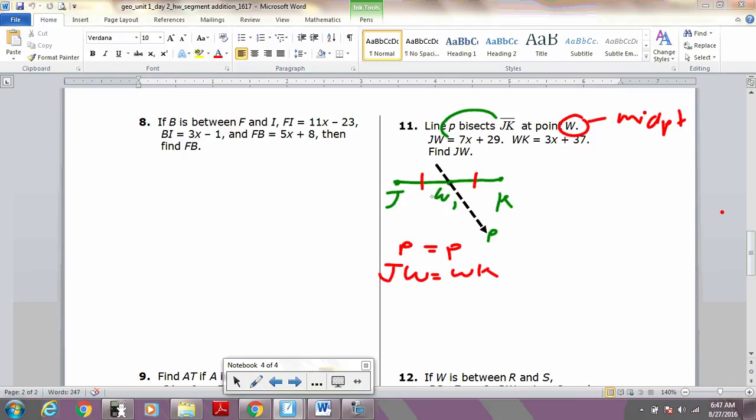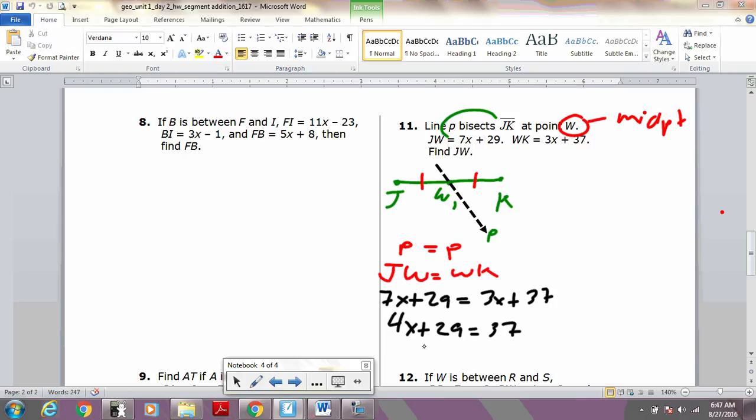Alrighty. So JW is 7x plus 29. WK is 3x plus 37. First thing I would do is join 3x with 7x by subtracting it on both sides. That would give me 4x plus 29 is equal to 37.